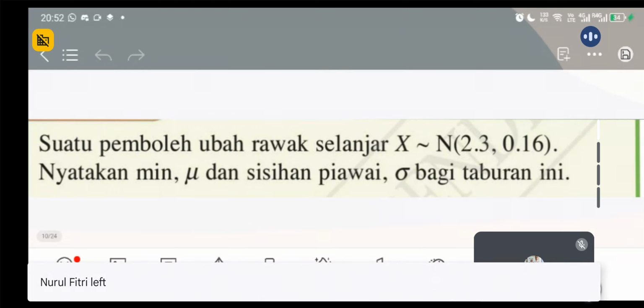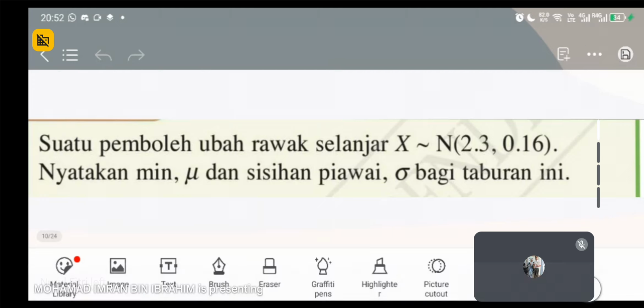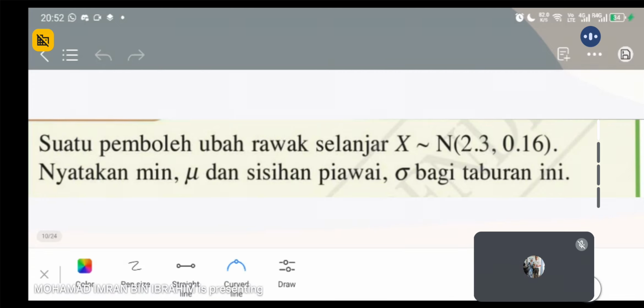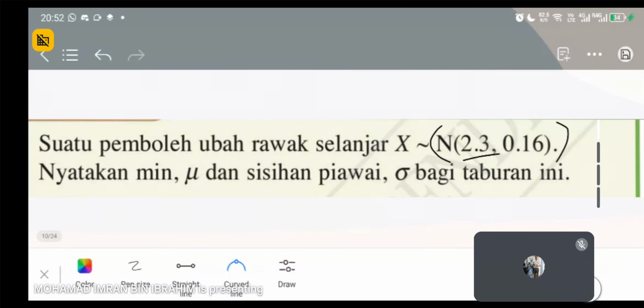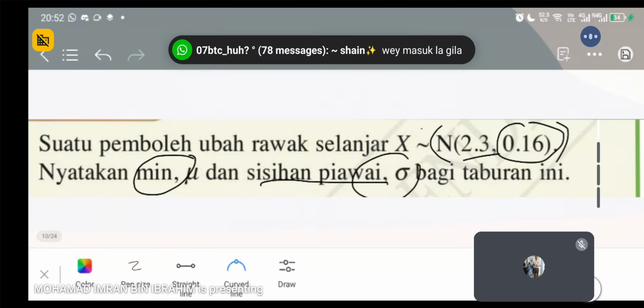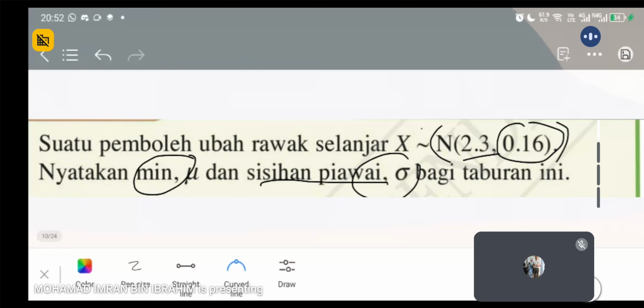Another example. This is what you guys have to notice also: a continuous random variable X is distributed as N(2.3, 0.16). State the mean and standard deviation of this distribution. So they only give you this and then suddenly ask for the mean and standard deviation. They don't even give you the table. How do you do that?